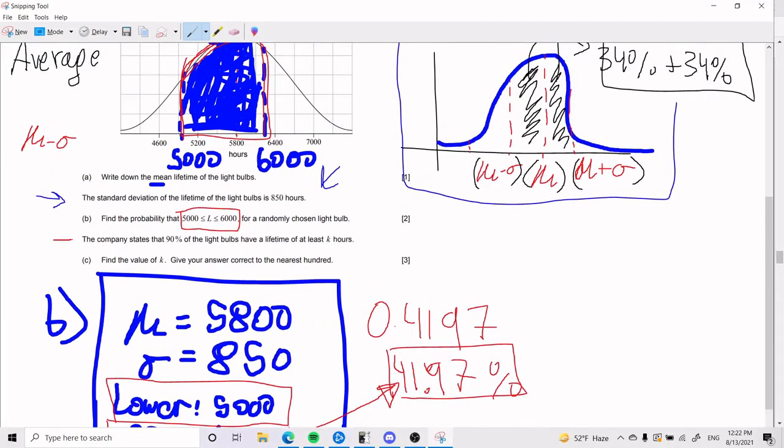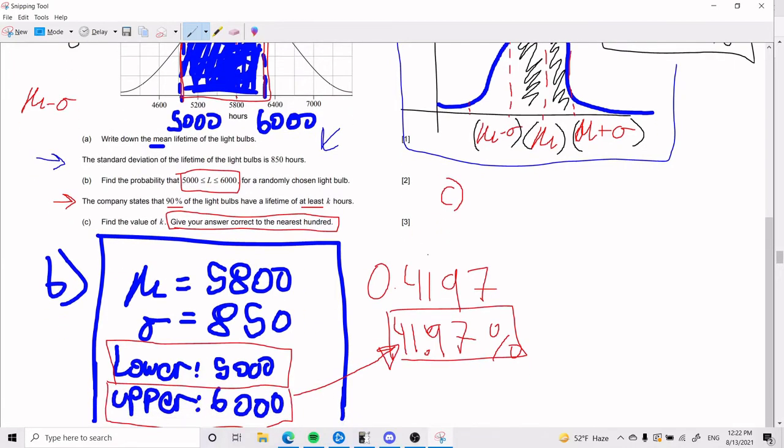For part C, they tell us that the company states that 90% of the light bulbs have a lifetime of at least K hours, and to find the value of K, and to give our answer correct to the nearest 100. So let's not forget that detail here. Effectively, here we need to use a different function, but we also already have all the information that we need. Again, we're going to be using mean and standard deviation, so it's very important that you catch on to that immediately when working with normal distributions. The also important information is the 90%.